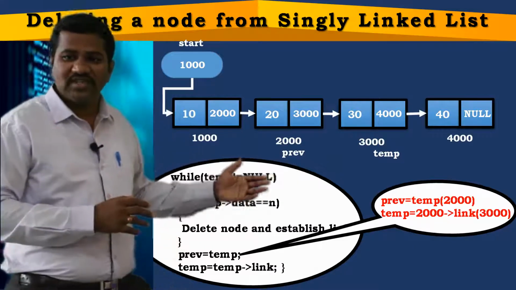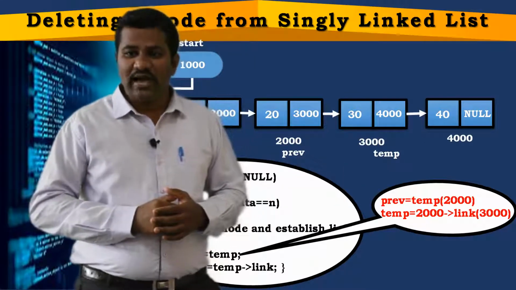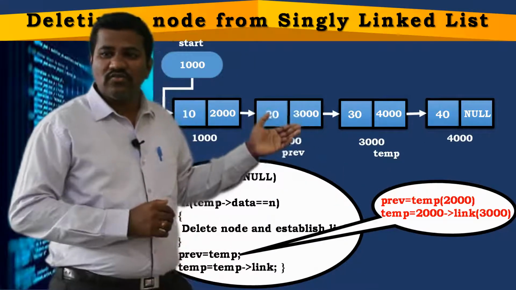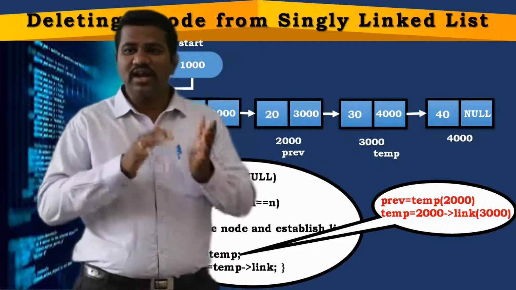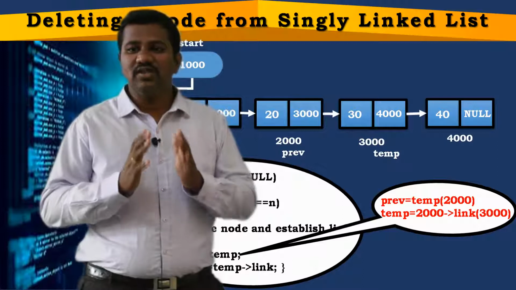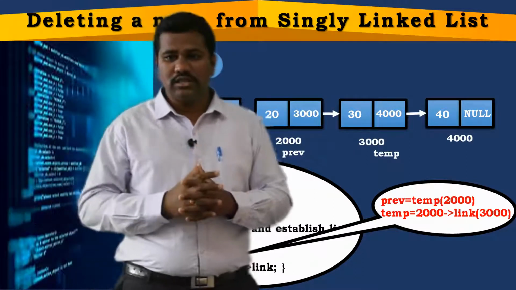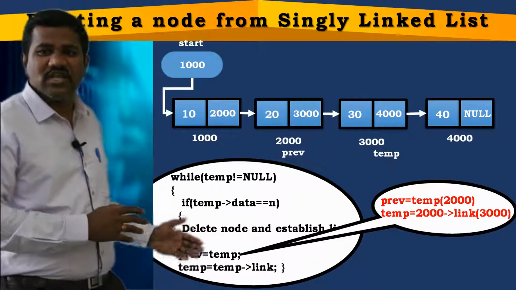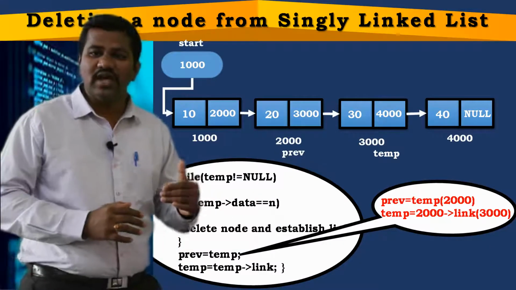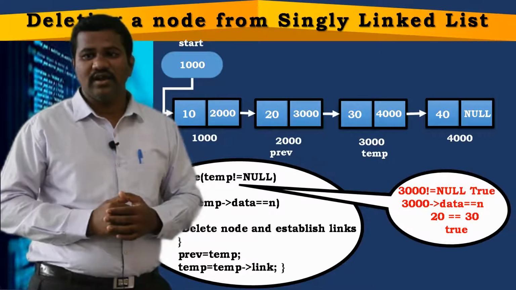Now the second instruction: temp is assigned 2000 arrow link. In 2000 arrow link we have 3000, which means temp contains 3000. That means previous moves to the second node, and temp moves to the third node. With the help of these instructions, previous moves to temp, and temp moves from the current node to the next node, right?